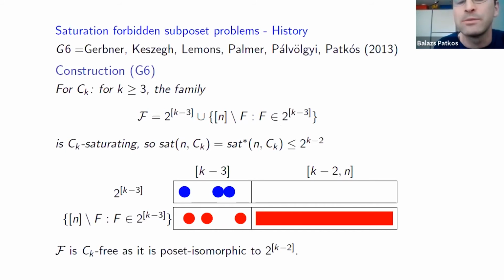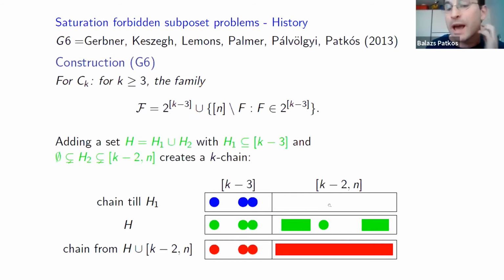But why do we have the saturation property? So what happens if we add something? We add this green set. What does it mean that we add this green set? It means that in this second part, in this big blob, there is something, because if there is nothing, then it's already in the family, it's a blue one. And there is something missing, because if everything is there, then it's a red thing, so it's also in the family. So this green set has something in here, and there is something missing from here.